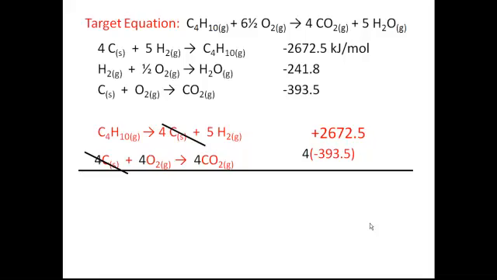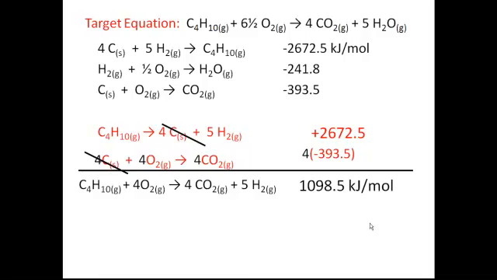Okay, I check for any other common species. I don't see any. So now I'm just going to add up my equation. I have 1 mole of butane plus 4 moles of oxygen gas, and when I add up my products, I have 4 moles of carbon dioxide and 5 moles of hydrogen gas. Okay, I also have to add up those enthalpy values. So a positive 2,672.5 plus 4 times negative 393.5 will result in an enthalpy value of 1,098.5 kilojoules per mole.